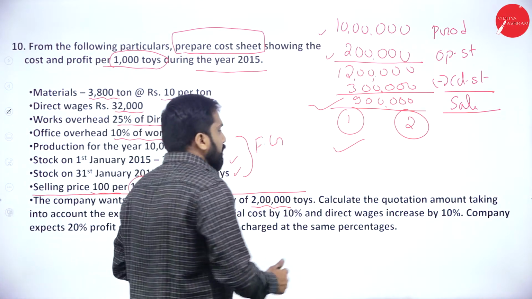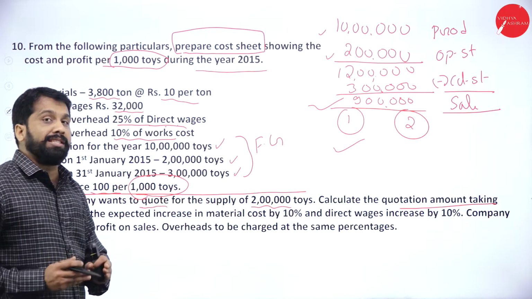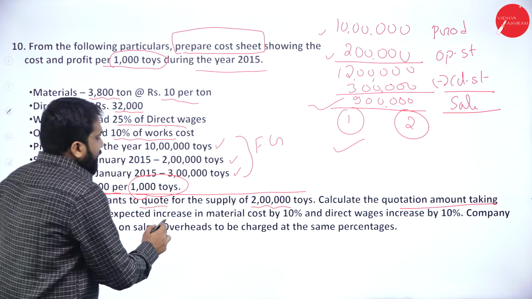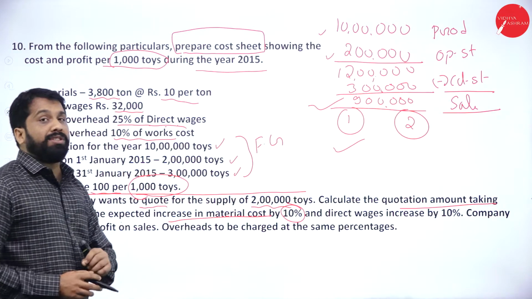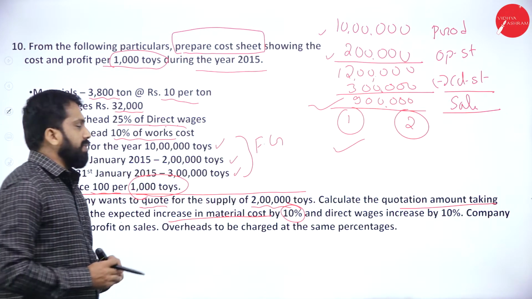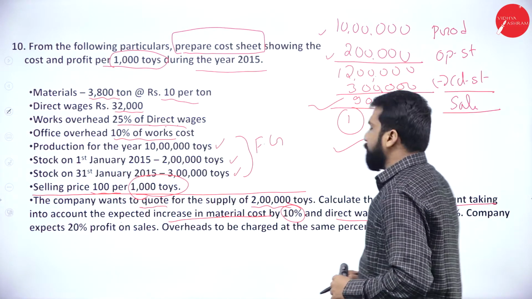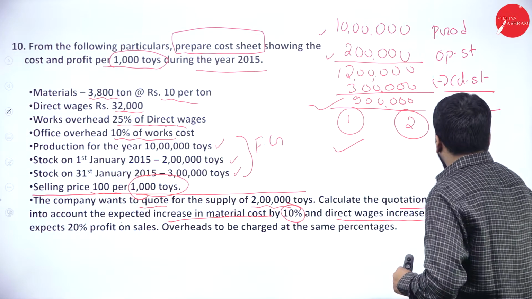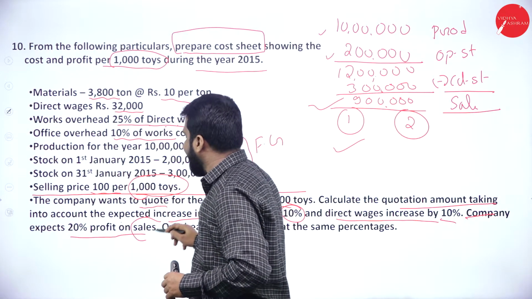Now, calculate the quotation amount taking whatever changes happened, you see. Expected increase in material cost by 10%. Material cost increased by 10%. Then direct wages increased by 10%. Your direct wages also increased by 10%. Company expects 20% profit on sales.